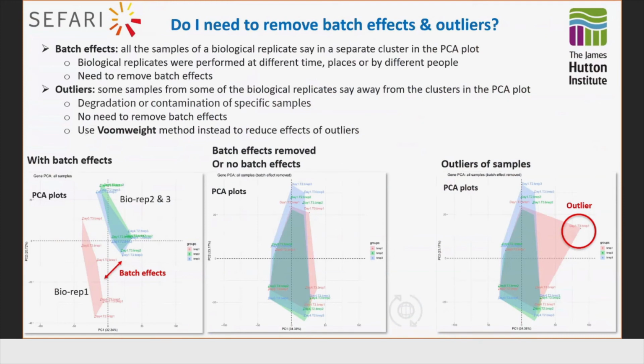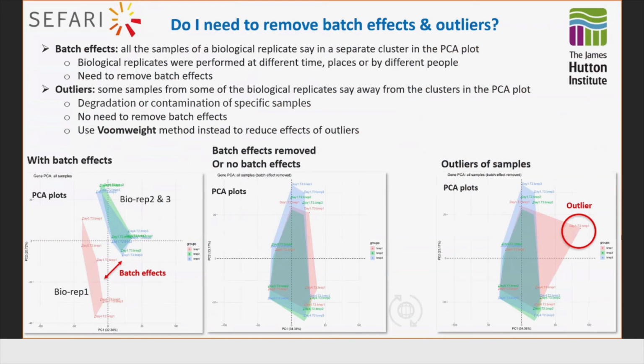Then there's another point: do I need to remove the batch effect or the outliers? A batch effect is, for example, when the biological replicates stay in separate clusters, like the case we showed before. You have these separate clusters for one replicate, so we need to remove the batch effect. Once the batch effect has been removed, you will have these consensus clusters.